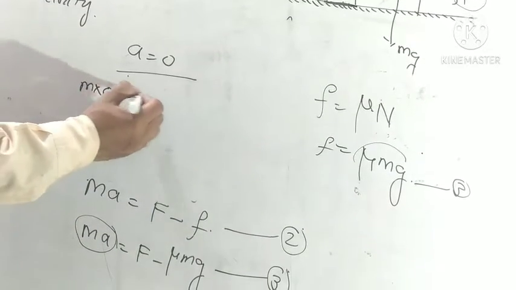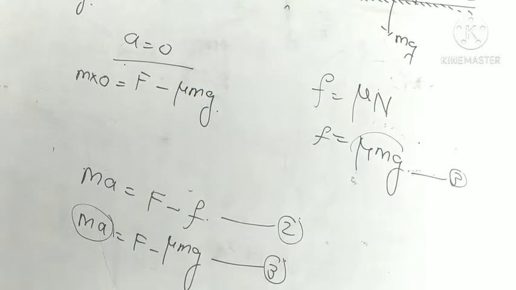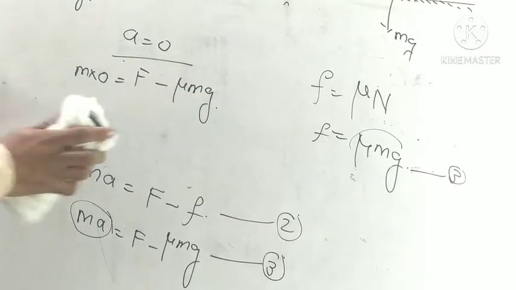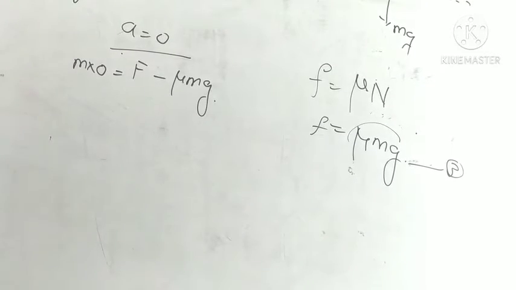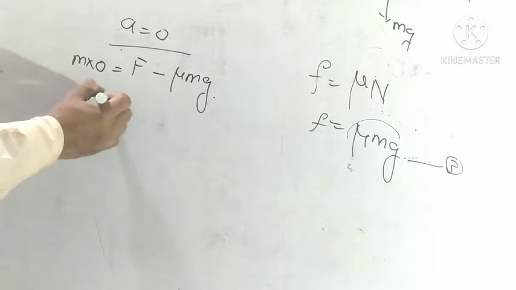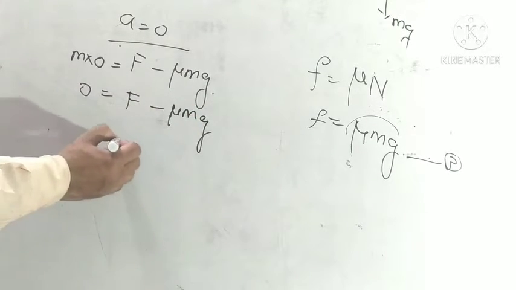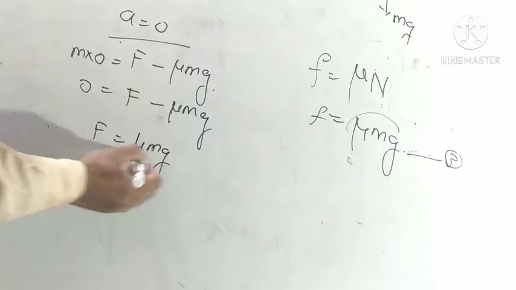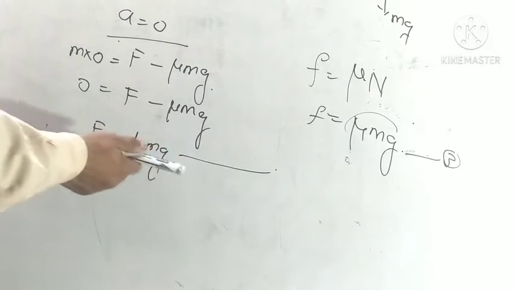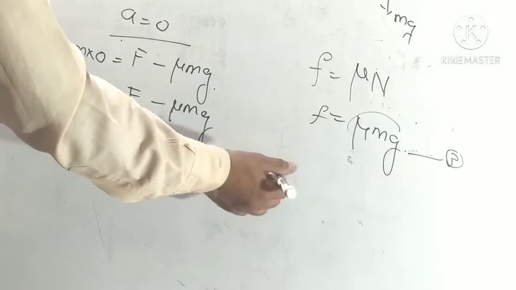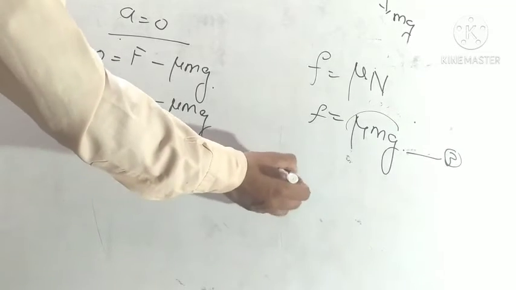M into 0 is equal to F minus mu mg. So finally it becomes 0 equals F minus mu mg, and finally F is equal to mu mg. I mean, the external force is equal to mu mg, I mean the frictional force. So here we can write equation number 4.